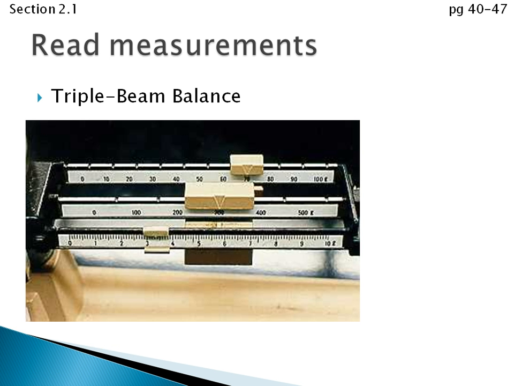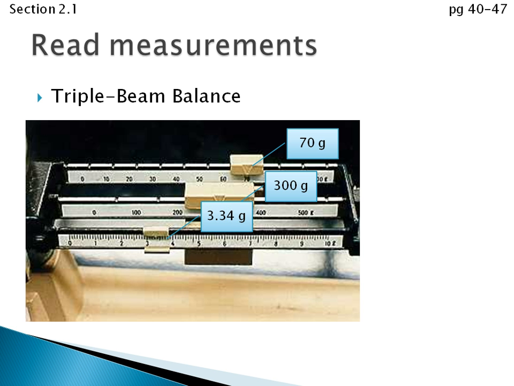And when we take a look at it, of course, you're going to first look at the hundreds beam and read off its measurement. In this case, it's 300 grams. Then you're going to read the tens beam and see that it's 70 grams. And then finally read the ones beam, which says 3.34.